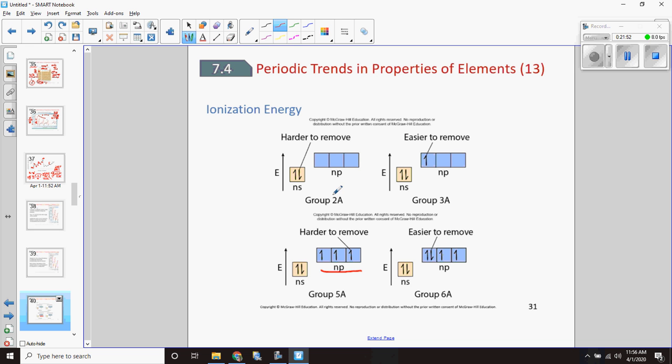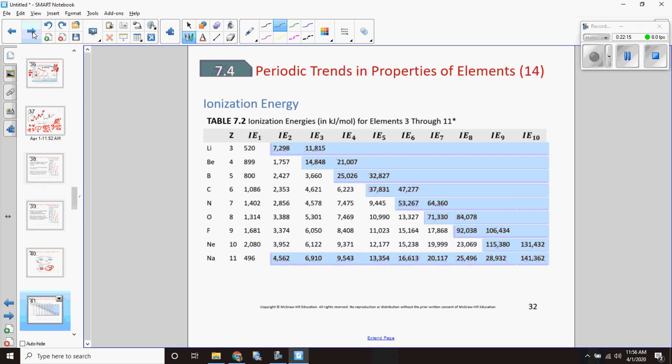So the moral of the story is this: filled orbitals, very hard to remove. Partially filled orbitals, hard to remove, okay? Or completely filled orbitals. Like if I had a case where everything was filled, this would be the hardest to remove. If you have a case where you have all 8 valence electrons, that would be a case where they would have the highest ionization energy.